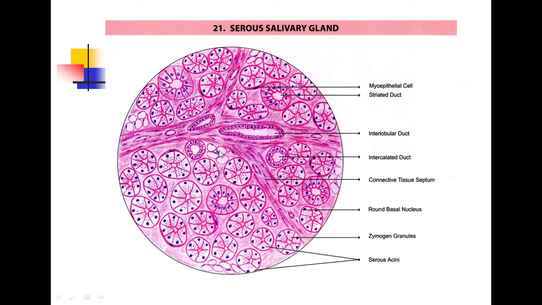Then here you can see the adipose tissue. And in the connective tissue septa, you can see the interlobular ducts. Then these are the blood vessels. So the serous salivary gland shows the serous acini in the lobule, and then there are the ducts, the striated ducts and the intercalated ducts, and in the connective tissue septa there are interlobular ducts.